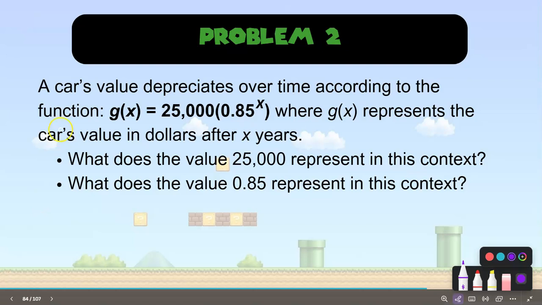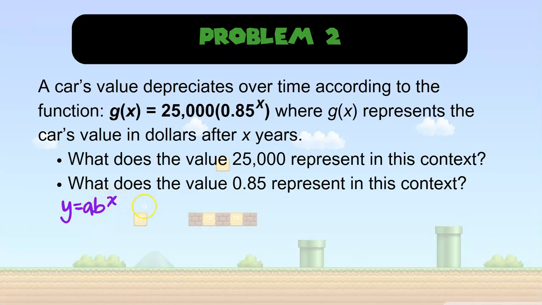Now, when we look at our parent function for an exponential function, we get y equals a b to the x power, where a represents our starting value. So our a is 25,000, so we know that the car's initial value was $25,000.